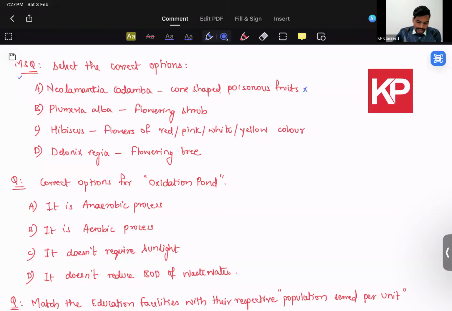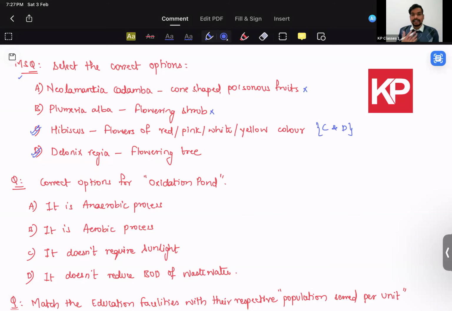The next one, Plumeria alba, is described as a flowering shrub. That also is not a correct option because it's a tree. Hibiscus flowers of red, pink, white, or yellow color. That would be a correct option. And also Delonix regia is a flowering tree, and that also is a correct option. It has those flame colored flowers. So C and D would be the appropriate answers.